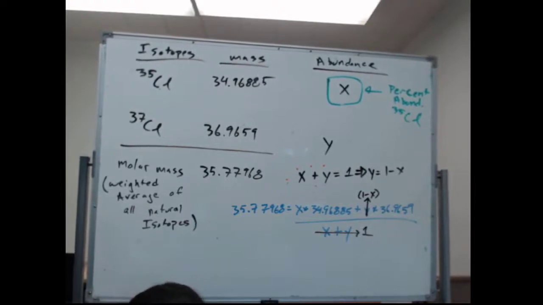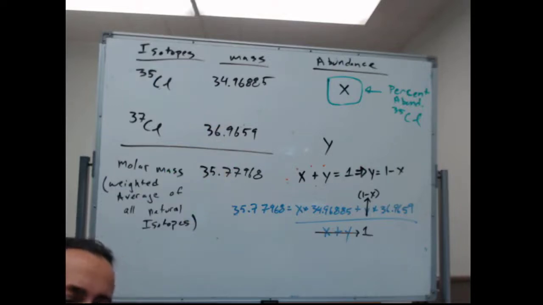Can you explain where the X plus Y equals 1 comes from again? Okay, so this was a logical step. This comes from the idea of all natural isotopes, right? Whenever we're looking at all natural isotopes, we know that the abundances have to add up to all of the stuff that exists. So that means that in this case where there's only 2 of them, X plus Y is going to be 100% of all of the chlorine.